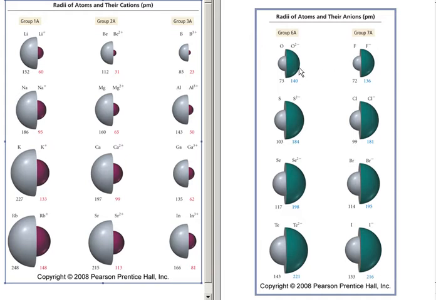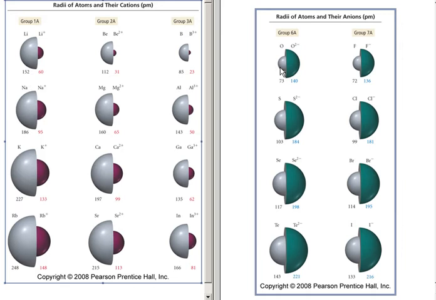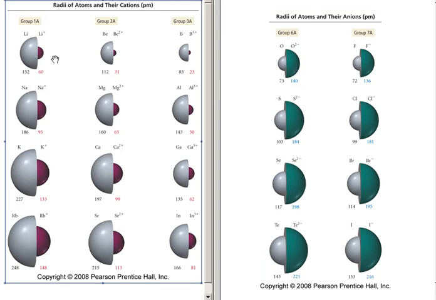And we've got the same trend we saw with cations going down the periodic table. As the n level of the valence shell gets larger, the radius gets larger. And that actually leads to our next point. What you'll notice is as we go from the neutral atom to the cation, the radius gets smaller. But when we go from the neutral atom to the anion, the radius gets larger. And that again has to do with the n level of the valence shell.